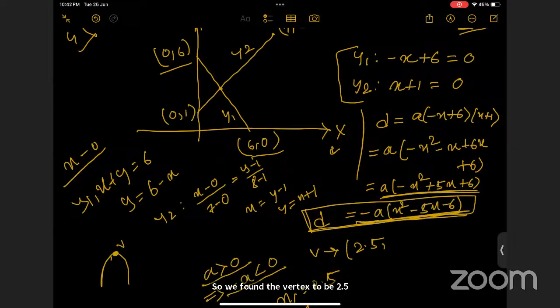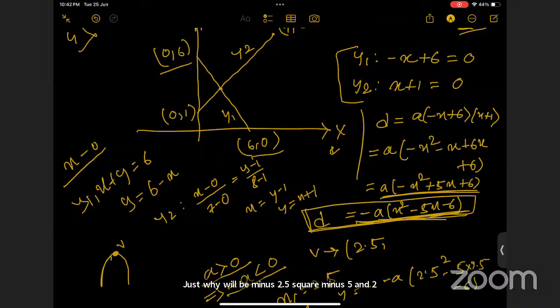So we can substitute that in the equation and get the y coordinate. Yes, that's what I was also saying, that we can find the y-axis also. So let me know what it is. Just put the value here and get the value of y. Just y will be minus A, 2.5 square minus 5 into 2.5 minus 6. But they are just asking for the values of y1 and y2 at that maximum point. So that 2.5 we have to substitute in the linear equations, y1 and y2.